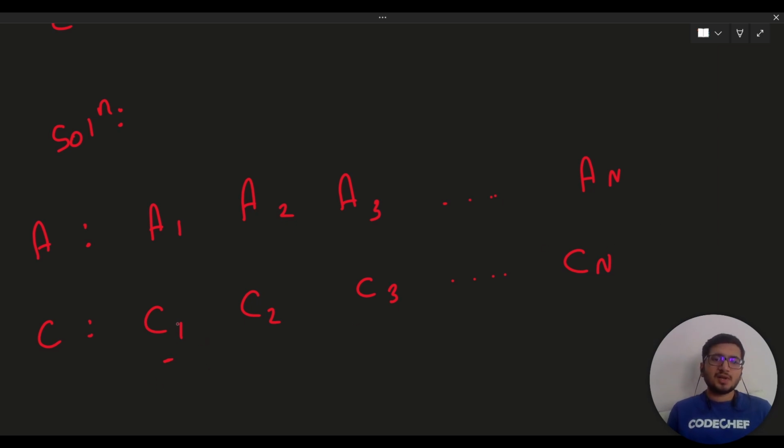So imagine this. If C1 is the smallest number in C, what we can do is keep on deleting the first element from A always. The moment we delete the first element, the rest of the elements again shift to the left and we again have an element here that we can delete.